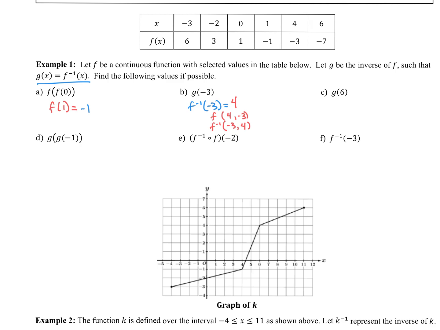All right, so this one, I have g of 6, and so g is really what? F inverse. And so I'm finding f inverse of 6. So am I looking for the x or the y? The y. And so when is y 6? At negative 3. And so f inverse of 6 is negative 3. All right? Because what's an inverse? It's a switch in x and y.